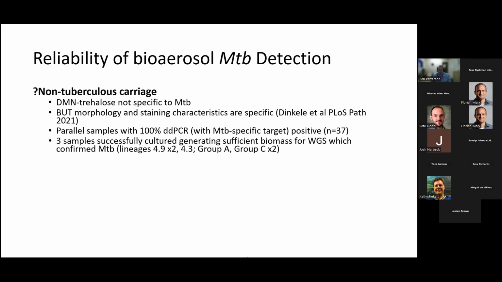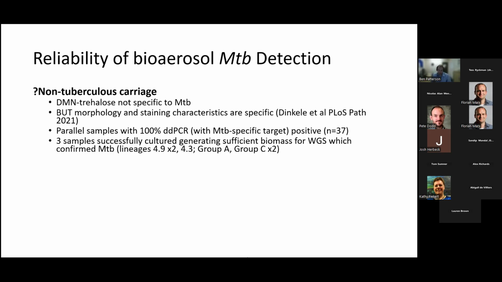But we, in earlier work, established that there's quite a characteristic morphology and staining pattern. And so it seems really quite improbable that this would be largely explained by other NTMs. But it can't be completely ruled out on the basis of DMN staining alone. So we have a subset of patients in this study that had a second sample taken.